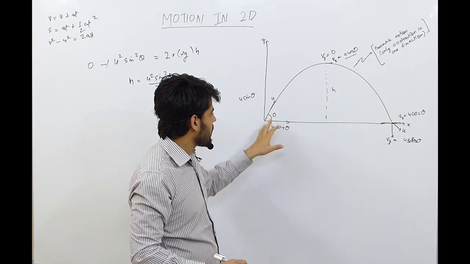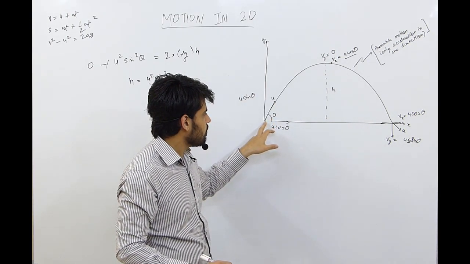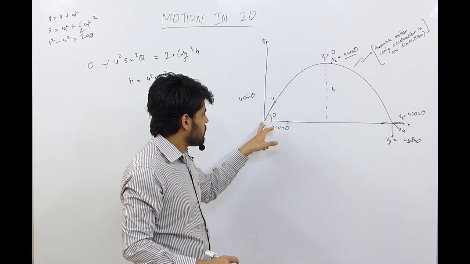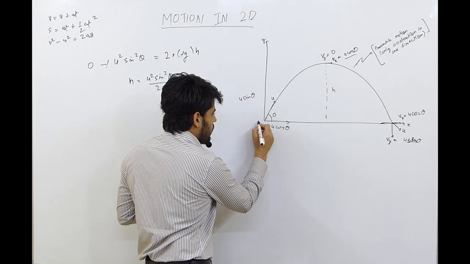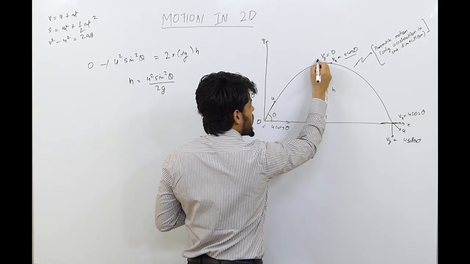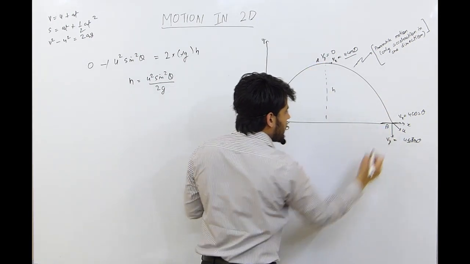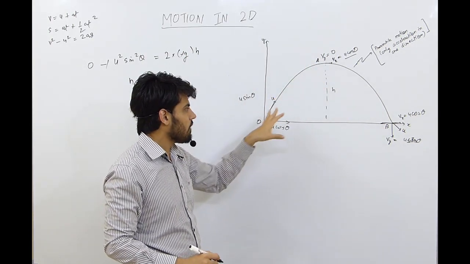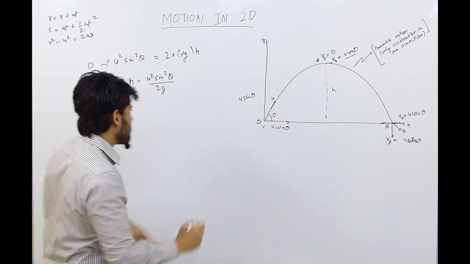So first of all we will calculate the time taken, because the time taken in the ascent direction will be the same as the descent, from O to A to B. The time taken from O to A will be the same as the time taken from A to B. If we calculate the time from O to A, then we will double the time.